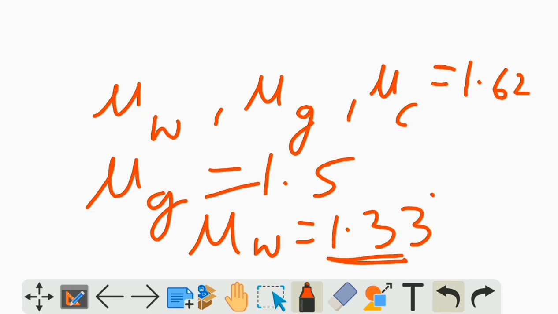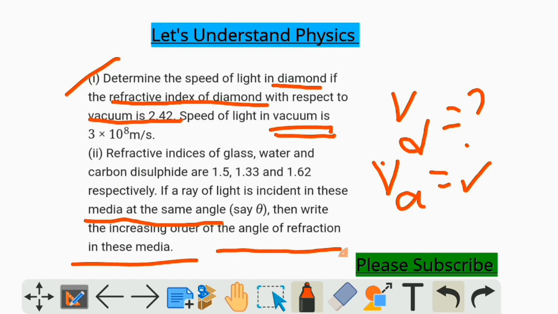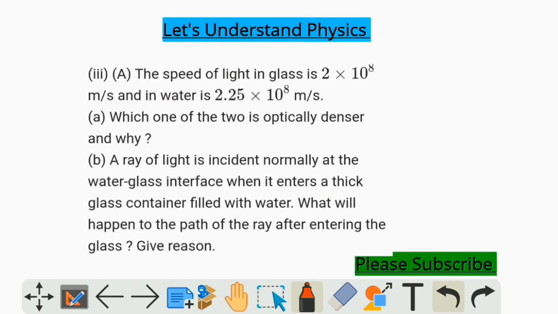It bends away from the normal, denser to rarer, isn't it? Yes or no? Now, if it has more refractive index, it bends more. Understood? Now, then what will be the speeds? V water will be having more speed than V glass, than V carbon disulfide. Understood? What is the question they have asked now? Then write the increasing order of the angle of refraction in this media. So increasing angle they are asking, in what the angle will be more, that is what you have to tell.